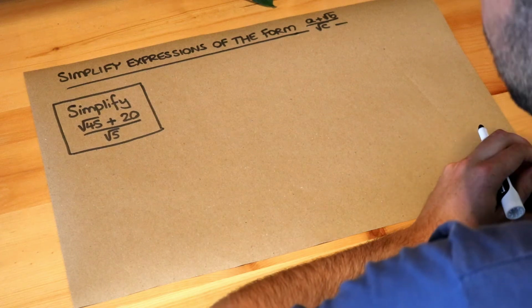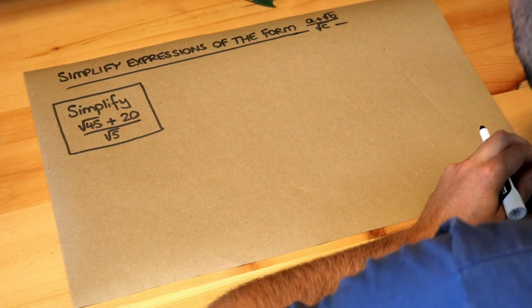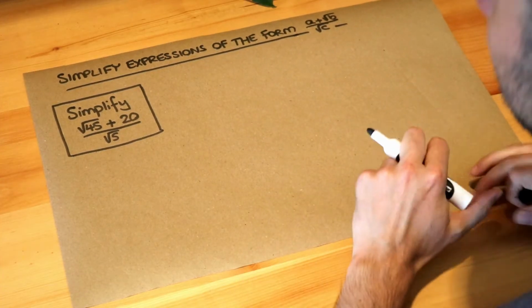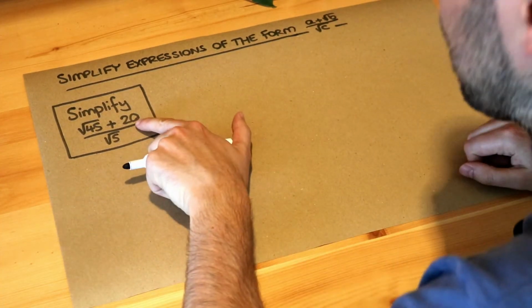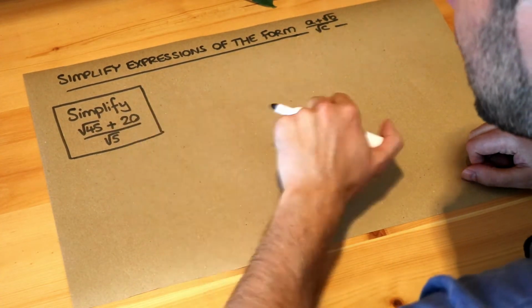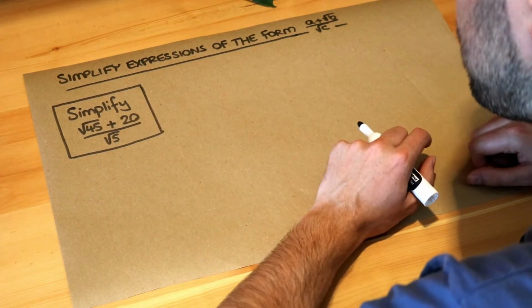Hello and welcome to this Dr Frost video on simplifying expressions of the form a plus root b over root c. So we want to simplify this expression, root 45 plus 20 all over root 5.